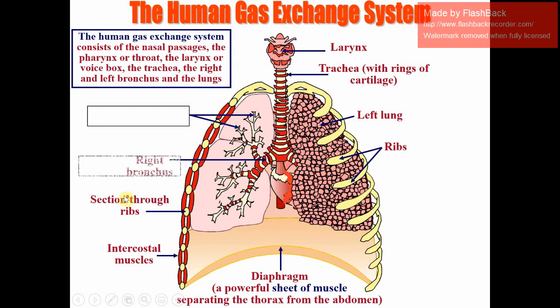Sections of your rib, right bronchus, both are bronchi, remember, with an I, and then your bronchioles. So trachea to bronchi to bronchioles to alveoli, and we'll get into alveoli now.